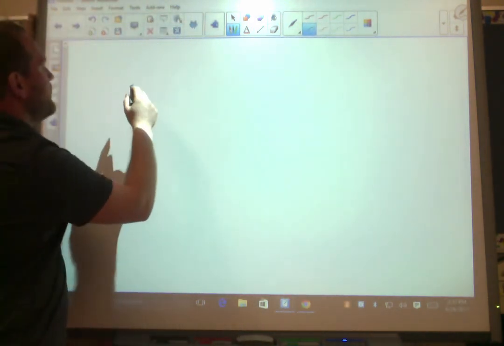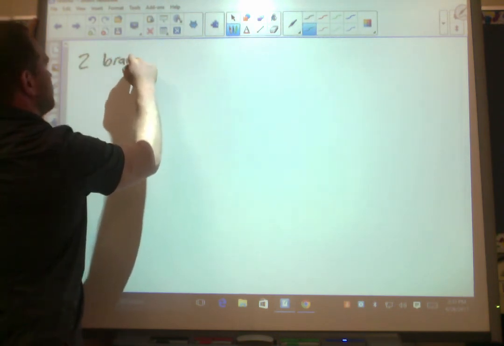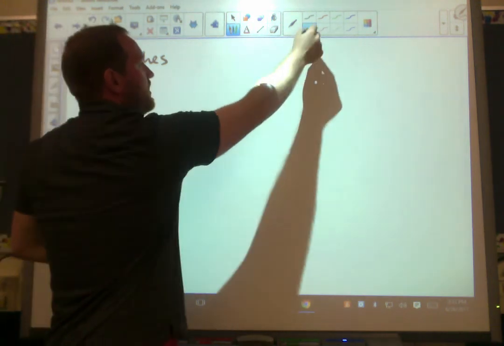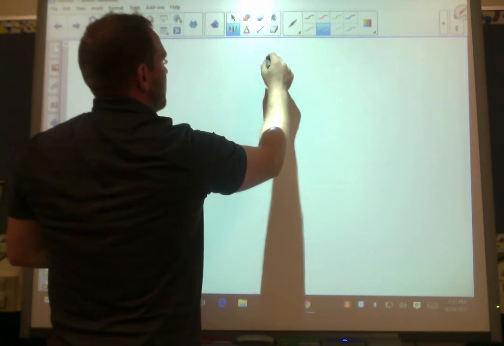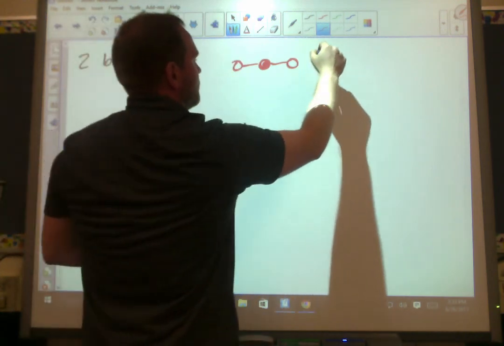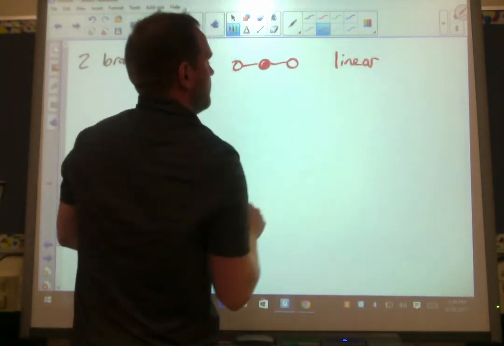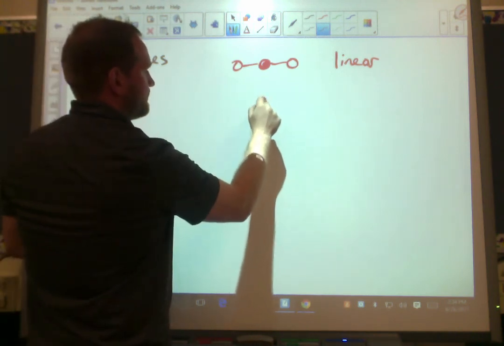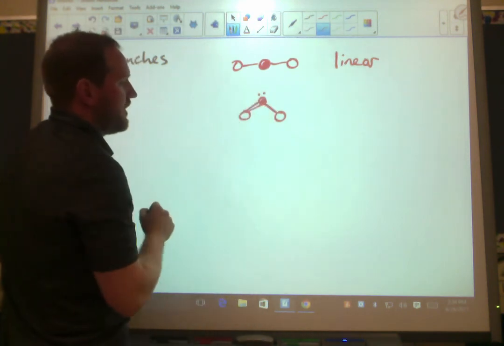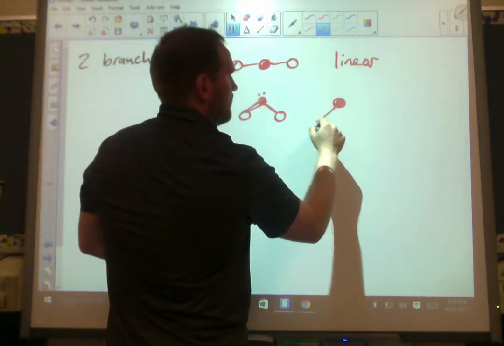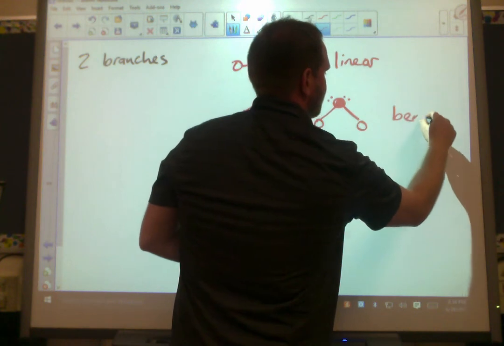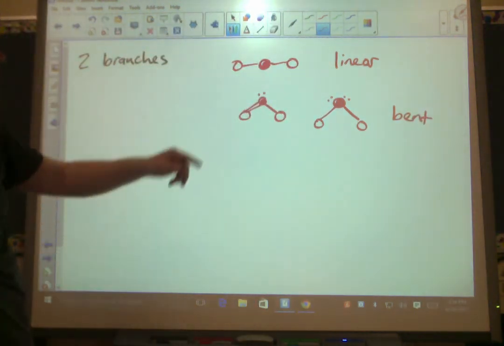If we have two branches, meaning a central element with 2 things coming off of it, it can either be one of 2 things. It can either be linear, where it's going to look like this. I'll just choose red here. Linear. Or it's going to be bent. Now, it can either be bent because you have a double bond and a lone pair, or it can be bent because you have 2 single bonds and 2 lone pairs. These are both going to be bent. Okay? 2 branches, either linear or bent.